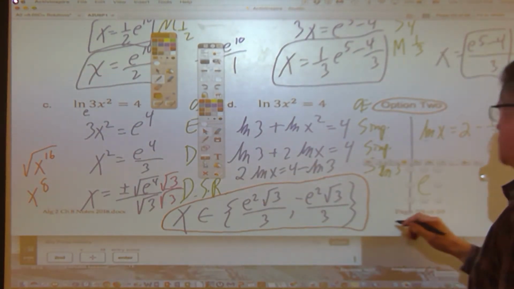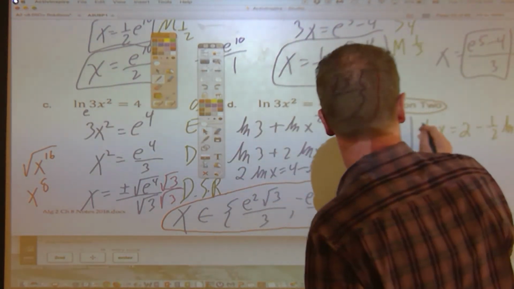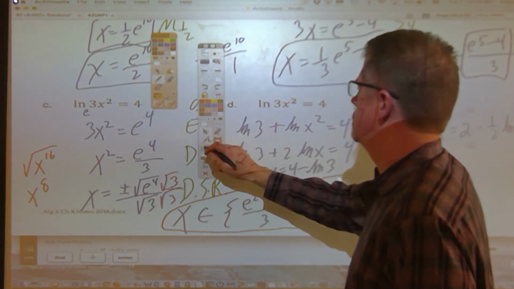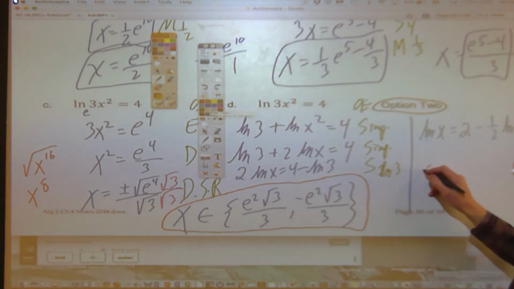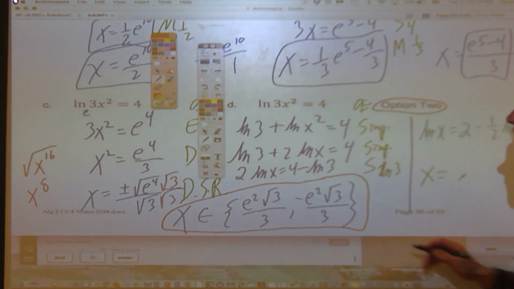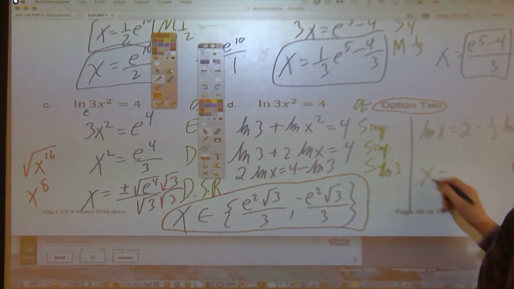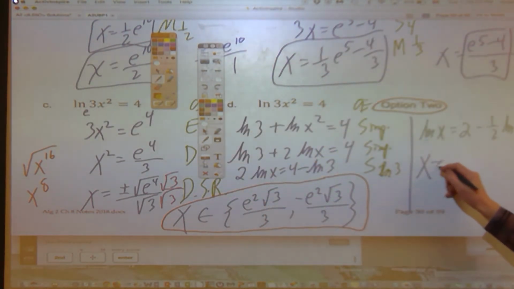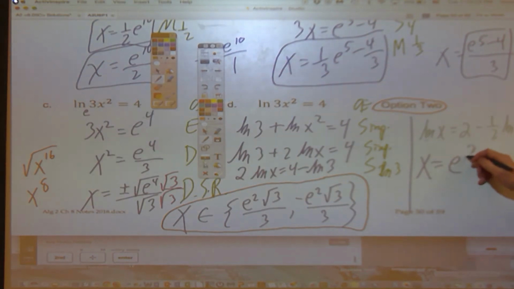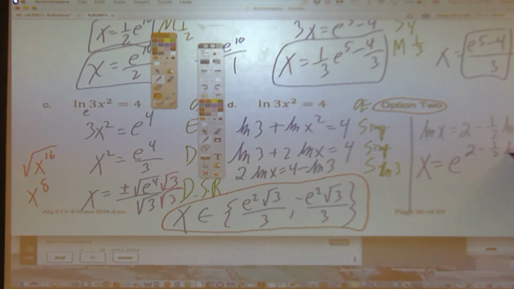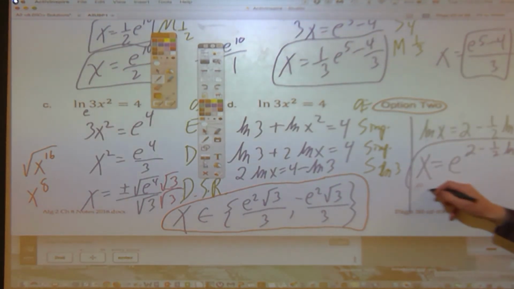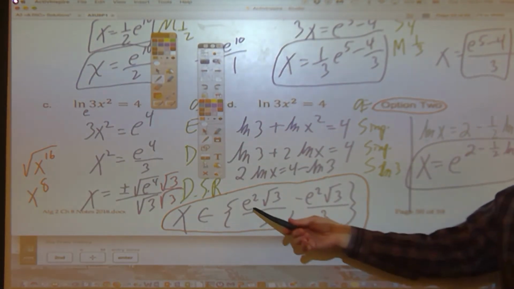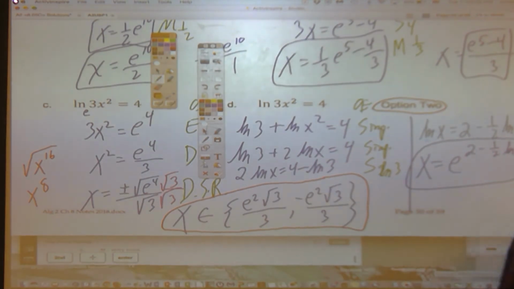I should actually say x equals. So the final answer appears to be x equals e to the 2 minus 1/2 natural log 3. And this is surprising because you're like, wait, Mr. Royce, I thought the answer was e squared radical 3 over 3.